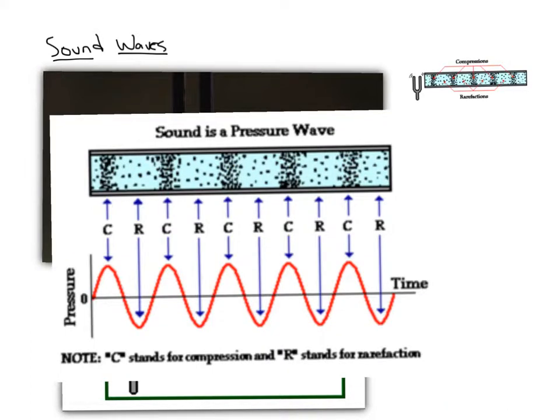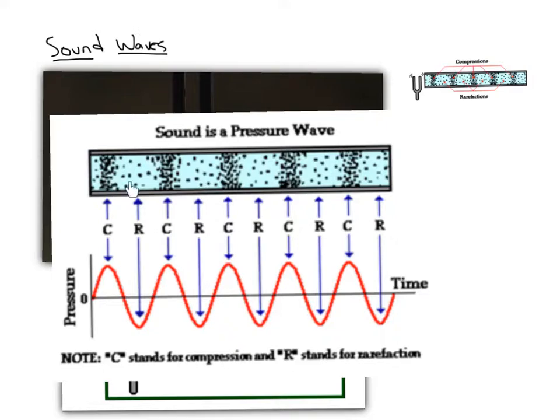If we were to take a sound wave and match it up to a standing wave or a wave on a rope, we would see that the compressions represent the antinodes. We call these high pressure regions, where the rarefactions are the troughs or the low pressure regions. So you have crest, trough, crest, trough.